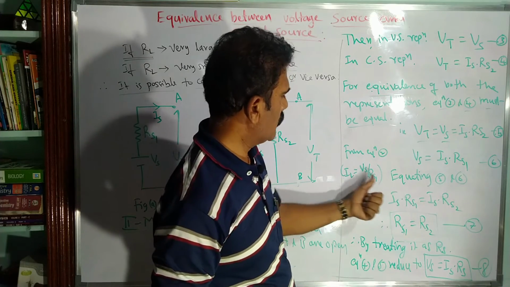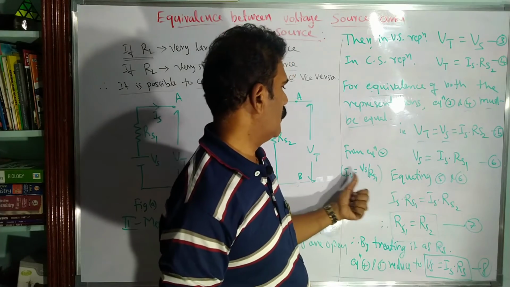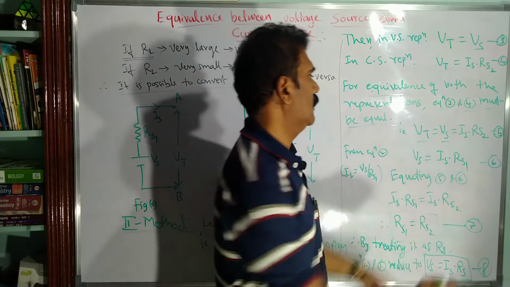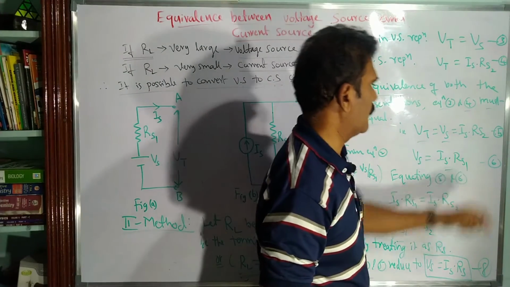By cross multiplication we can get the equation for Vs here, correct? So Vs is equal to what? IL into Rs1, okay, IL into Rs1. So let it be equation number 6.